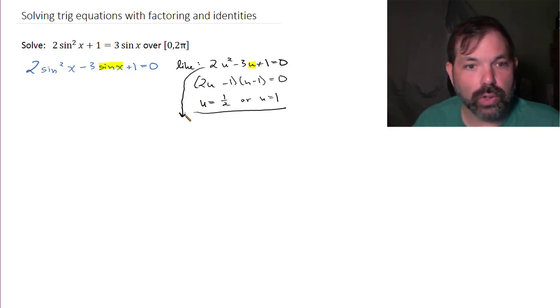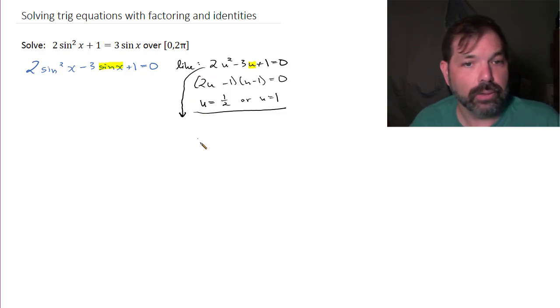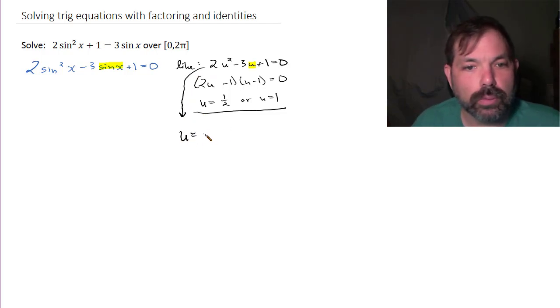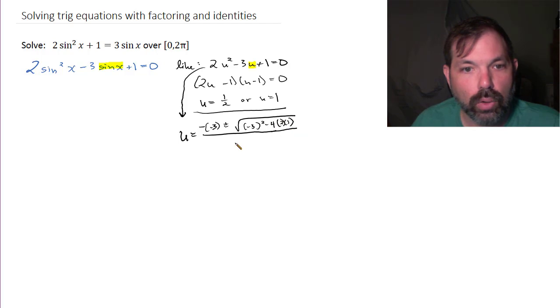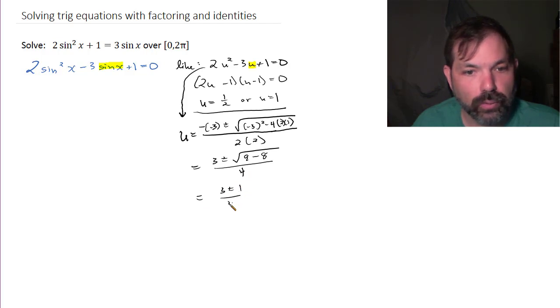So since this is a quadratic equation in standard form, u is equal to the opposite of negative 3, plus or minus the square root of negative 3 squared minus 4 times 2 times 1, over 2 times 2. And so then u is equal to 3 plus or minus the square root of 9 minus 8, over 4. 3 plus or minus the square root of 1 is 1, over 4.